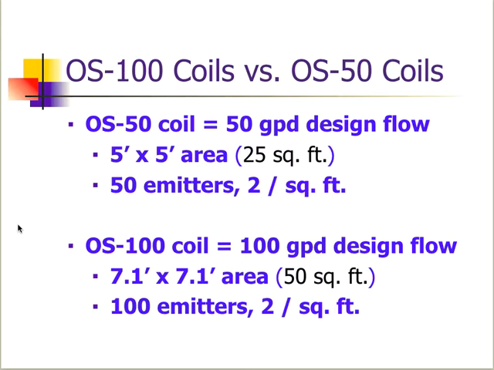To compare the two coils, the OS 50, again, it's a 50 gallon a day design flow. It covers about a 5 by 5 area, or 25 square feet. We have 50 emitters, giving us 2 emitters per square foot. The OS 100 is just double the design flow. Its area is also doubled to 50 square feet, and we have double the emitters, but we have the same concentration of 2 emitters per square foot.